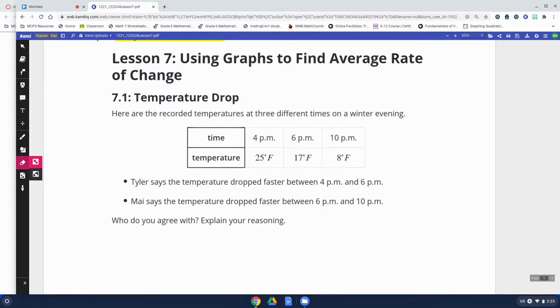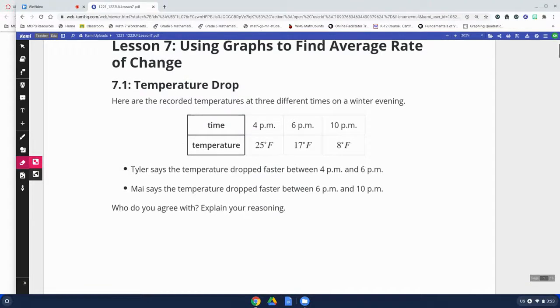So this is our warm-up right here. This is 7.1 in your book. You may pause the video if you need to find it. It says, here are the recorded temperatures at 3 different times on a winter evening. At 4 p.m., it was 25 degrees Fahrenheit. At 6 p.m., it was 17 degrees Fahrenheit. And at 10 p.m., it was 8 degrees.